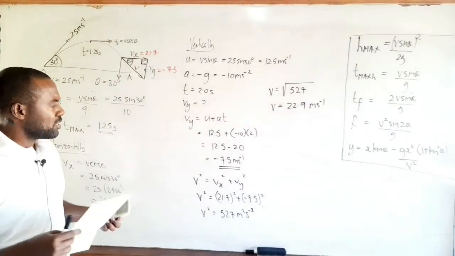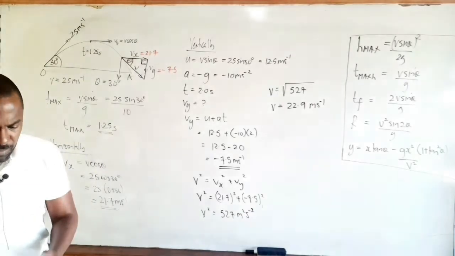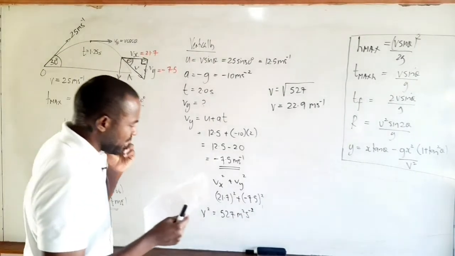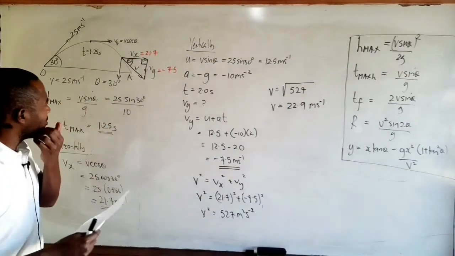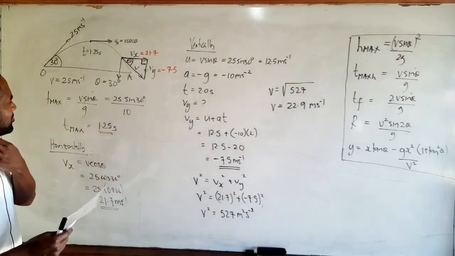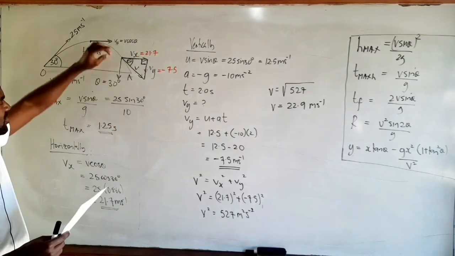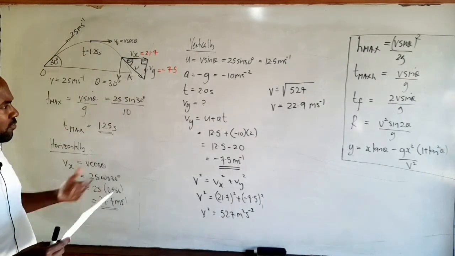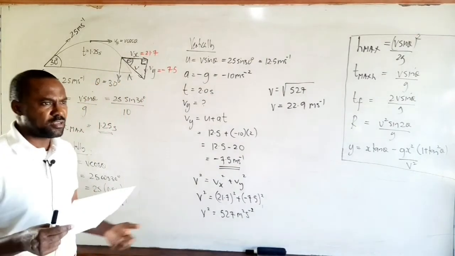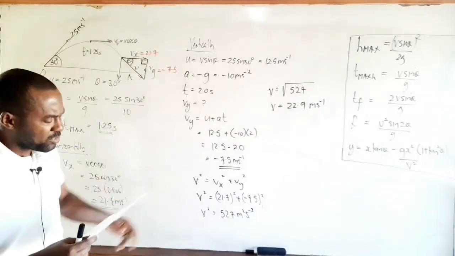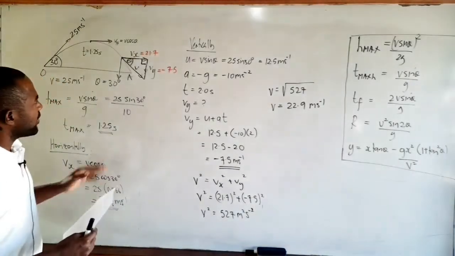So the magnitude is 22.9 meters per second. However, if we're talking about the direction, because it is now moving downwards, then of course we'll treat it as a negative velocity. But we know it is actually moving downwards, so we'll just leave it as 22.9. Now we need to find the direction.